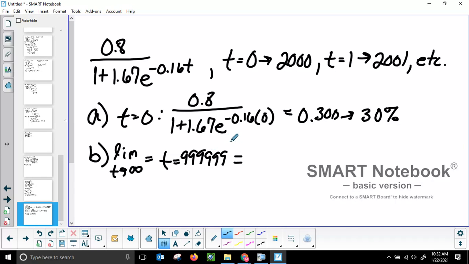Of course, you can just plug it into your calculator, but what's going to happen here is this number times a super huge number is going to be a really big negative number. Well, e to a really big negative number is going to be 1 over e to a really big number, which is essentially 0. So 1.67 times 0 is 0. 1 plus 0 is 1. 0.8 divided by 1 is 0.8, which is 80%. Like I said, you could just plug this in here into your calculator and call it a day.